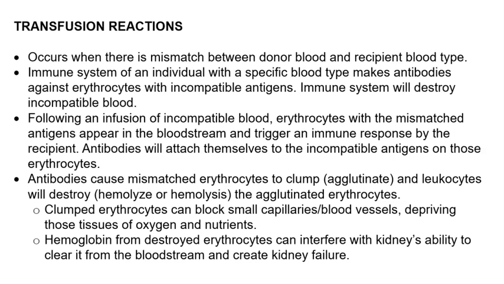However, when incompatible blood types are transfused, the immune system of the recipient will destroy that incompatible blood. Following an infusion of incompatible blood, erythrocytes with the incompatible antigens will appear in the bloodstream of the recipient and will trigger an immune response. The antibodies that are made by the recipient's immune system will attach themselves to the incompatible antigens on those erythrocytes. Those antibodies will cause the mismatched erythrocytes to clump, which is also referred to as agglutinate, and then leukocytes will destroy the agglutinated erythrocytes. The destruction of those incompatible erythrocytes is called hemolyzing or hemolysis.